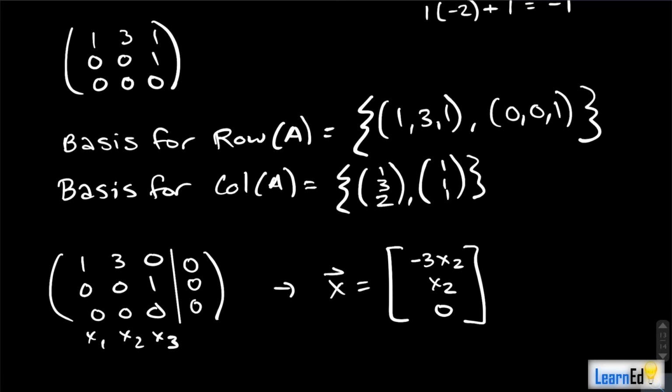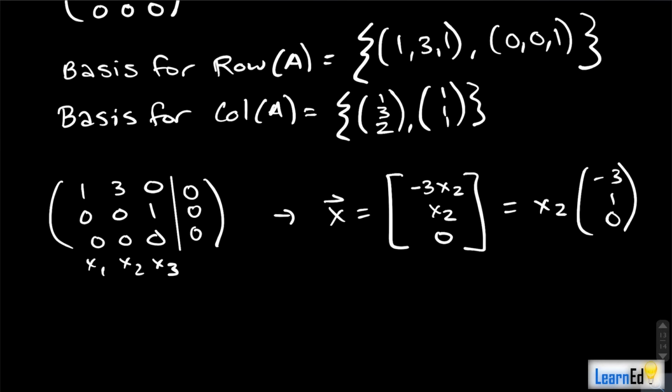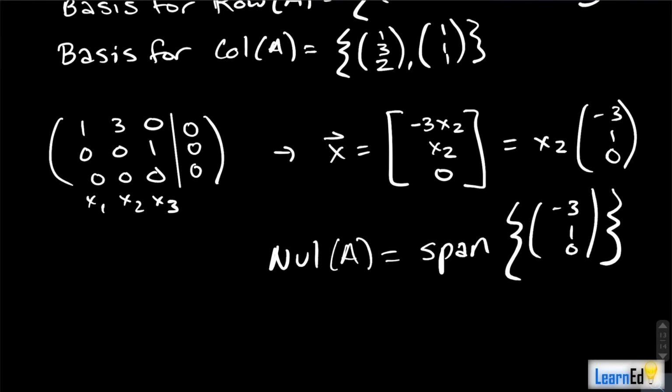So here you end up getting x2 times (-3, 1, 0). And so the null space of A equals the span of (-3, 1, 0). Basically, it's all the possible multiples of that vector. It's not really a linear combination necessarily; you're just multiplying that vector by scalars, and you just get a giant line. That's essentially what happens there.